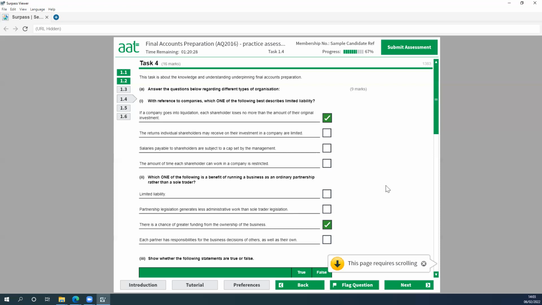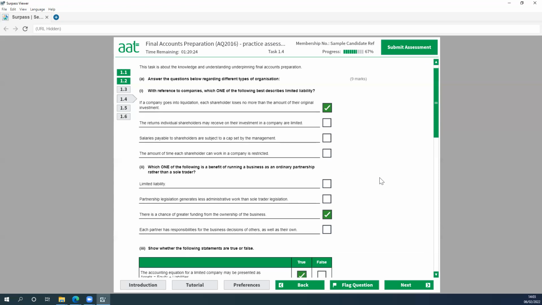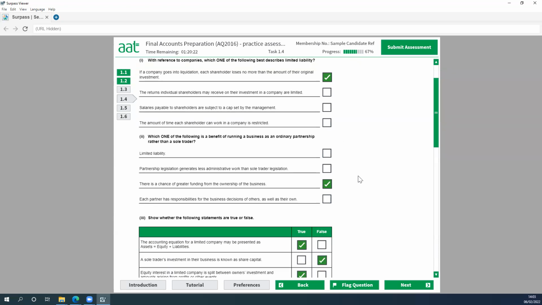Yeah, the others don't make sense. Yeah, okay. Next one. Which one of the following is a benefit of running a business as an ordinary partnership rather than a sole trader? There are lots of advantages of running it as a partnership, aren't there? You can share all your ideas and you can also pool your money, which is this one here.